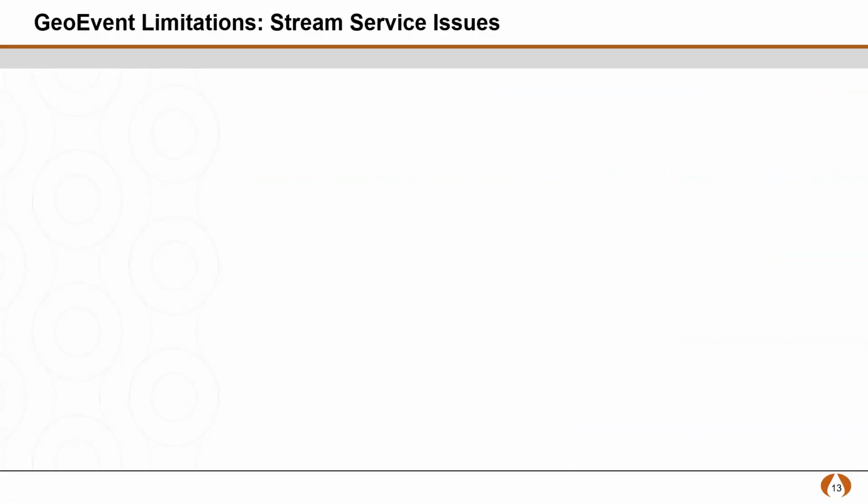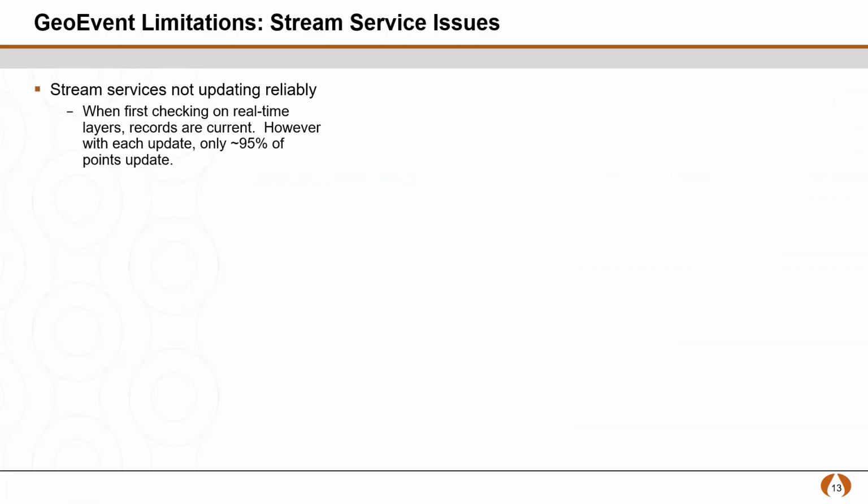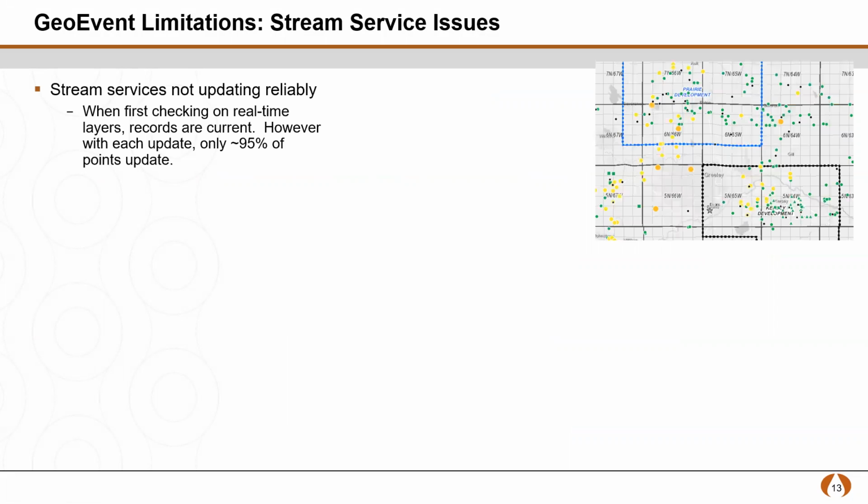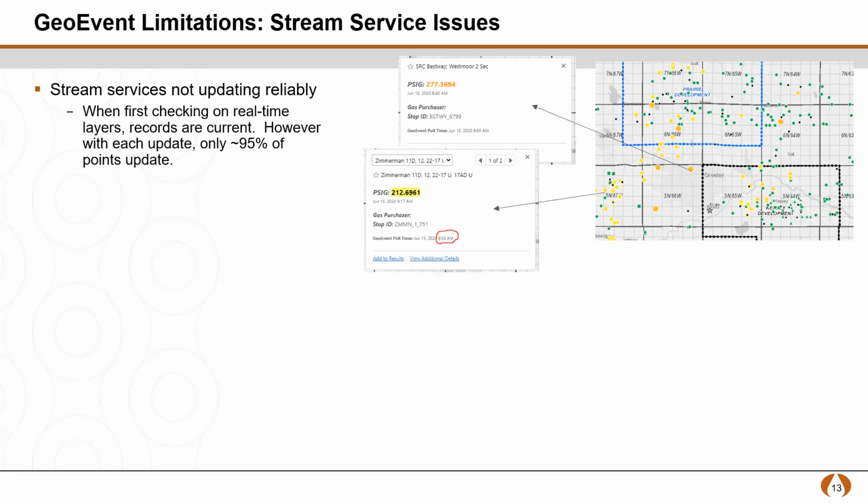A few other limitations that we ran into are stream services, not 100% reliable. We're actually still working through an issue where, with each stream broadcast, we're only getting about 95% of the points to update. You can kind of see what that looks like here. All of these points were updated at 9:50 a.m. in this example. However, this one here, you can see still has the 15-minute old observation. That really shouldn't be happening.